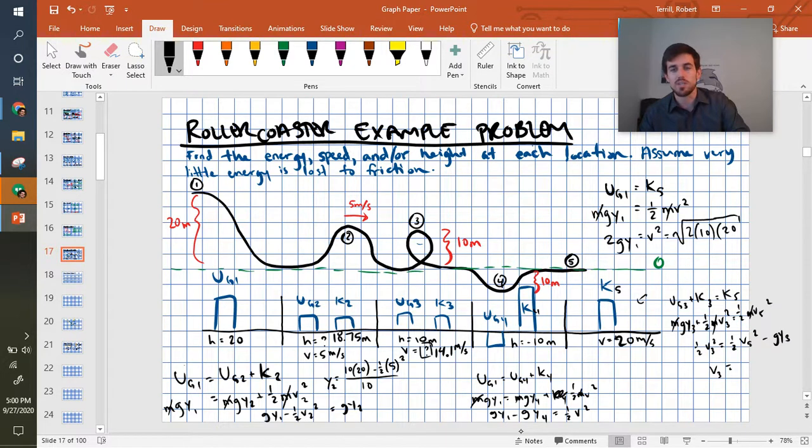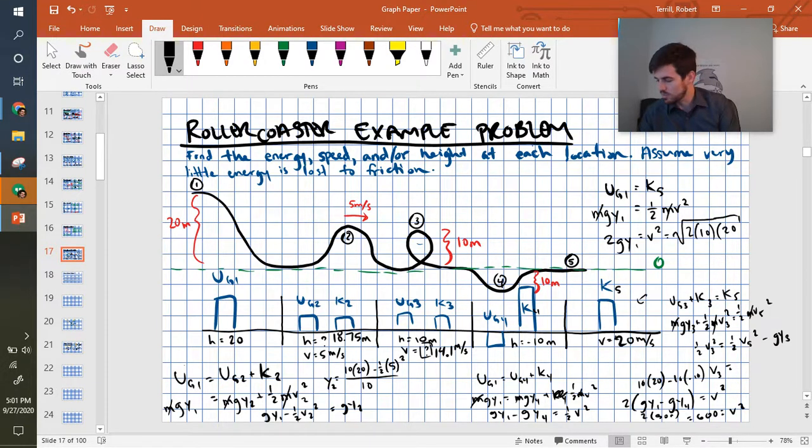Multiply both sides by 2. I would get 2 times gy1 minus gy4 equals v squared. Let's just evaluate this term in here. That's 10 times 20 minus 10 times negative 10. That's actually 2 times 300. So that's going to be 600 equals v squared. So if I square root both sides, did I mess up somewhere?